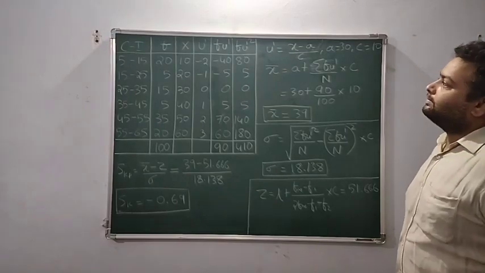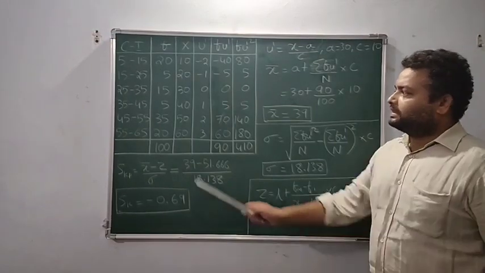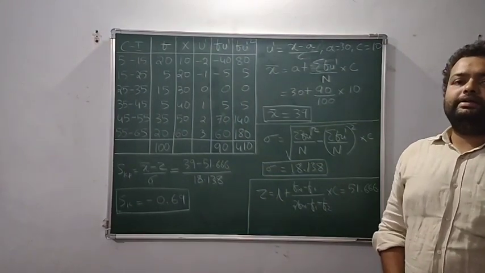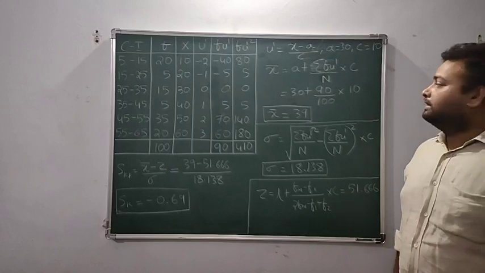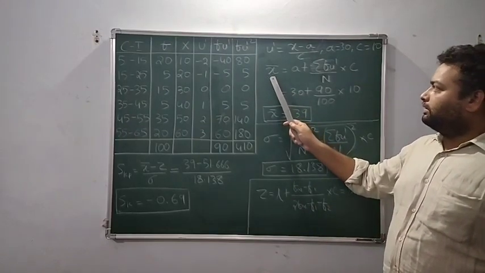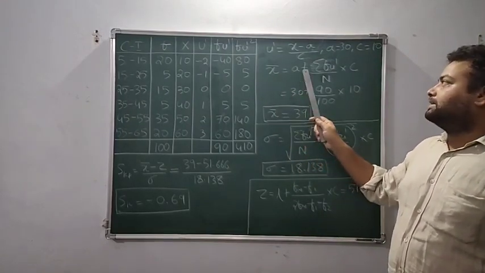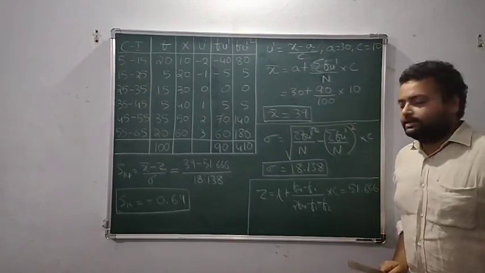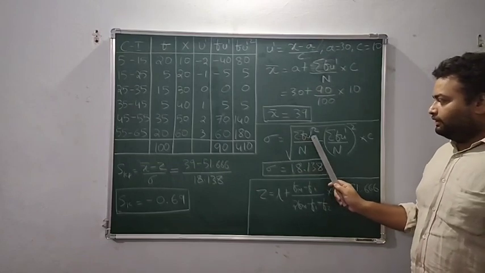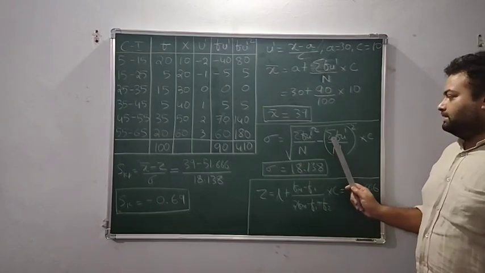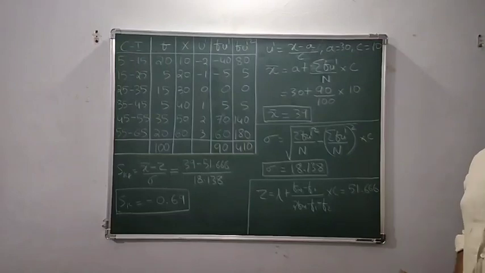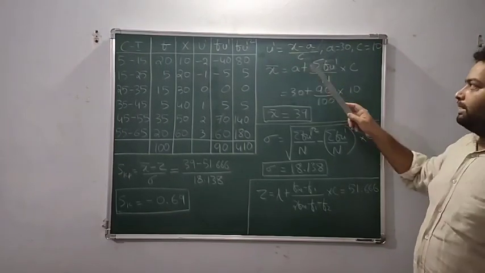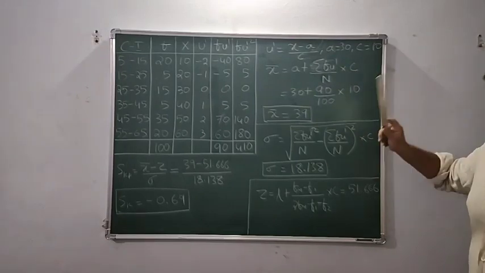So first we see that since it's a continuous distribution, we calculate mean and standard deviation such that we use the formula of mean as x bar is equal to a plus summation of f into u dash divided by n into c, and standard deviation is equal to square root of summation of f into u dash square divided by n minus summation of f u dash divided by n whole square into c, so that this u dash can be applicable for both mean as well as standard deviation.